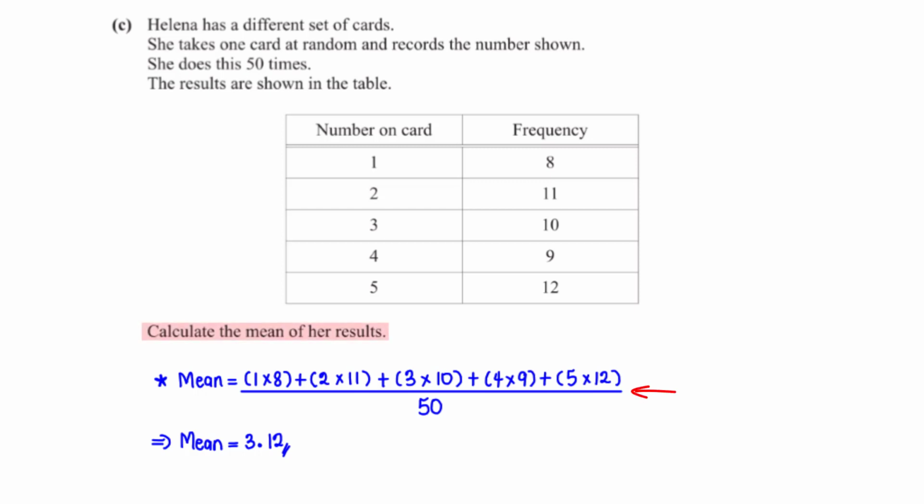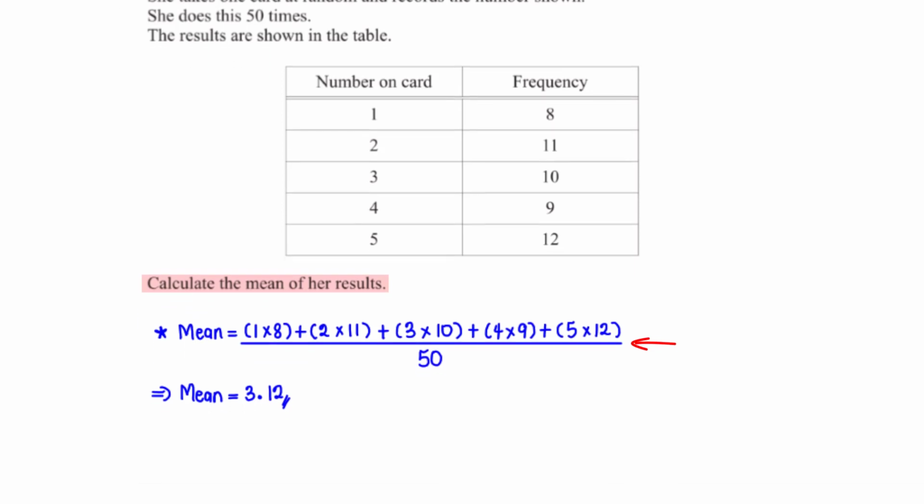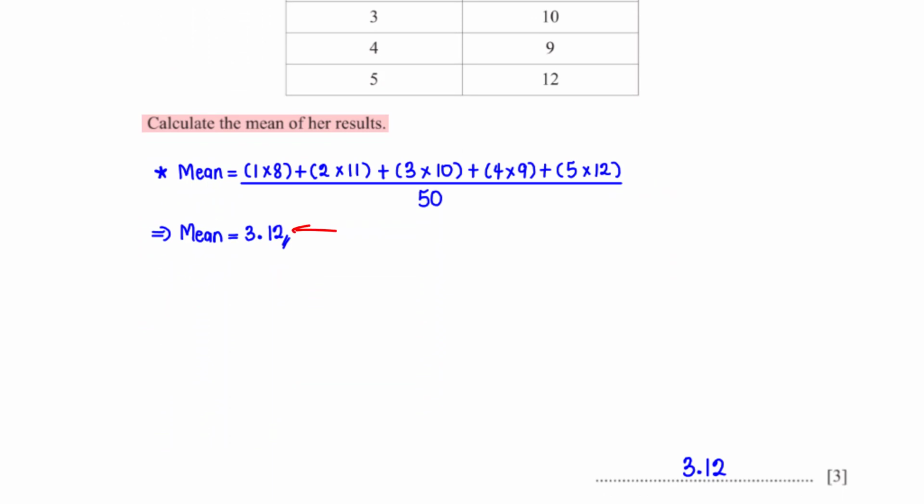The mean is equal to the total sum of the numbers on the cards, which is 1 times 8 plus 2 times 11 plus 3 times 10 plus 4 times 9 plus 5 times 12, divided by 50. When we type this into the calculator, we get 3.12.